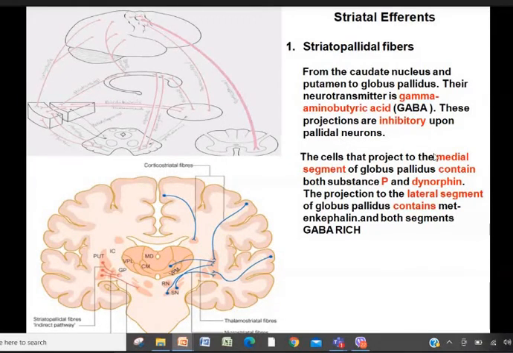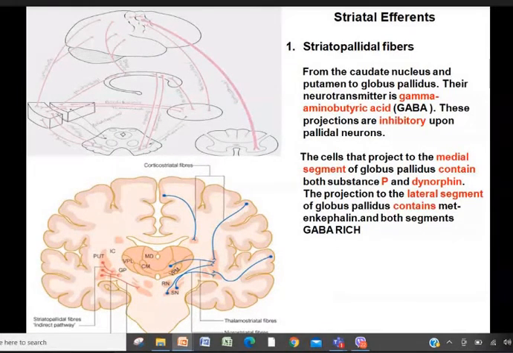Please remember this: which cells project to the medial segment and which project to the lateral segment. These are the medial segment and lateral segment. The cells that project to the medial segment of the globus pallidus contain both substance P and dynorphin, whereas those projecting to the lateral segment contain enkephalin. Both are rich in GABA. You will study this in physiology.